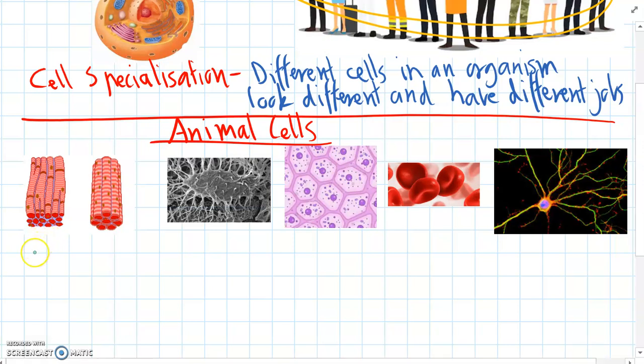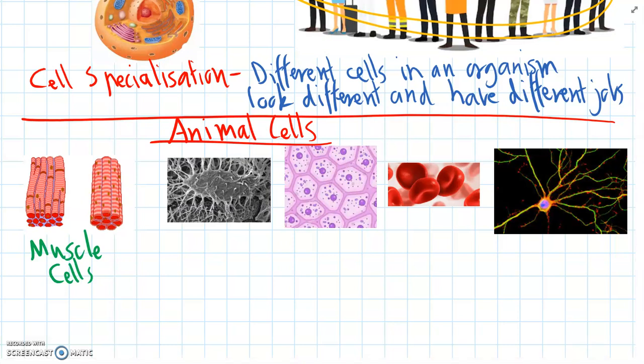So here we've got the first one. Here are some muscle cells. And we can see muscle cells are long and cylinder shaped, and they're all bundled together to make a muscle fiber. And that's what makes animals be able to move their joints with muscles.